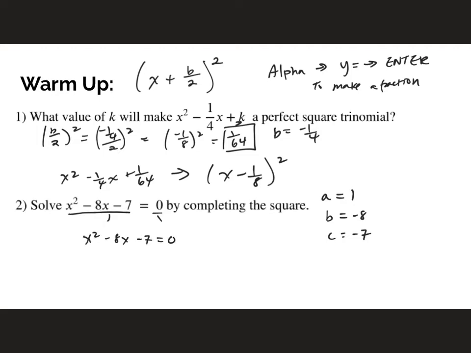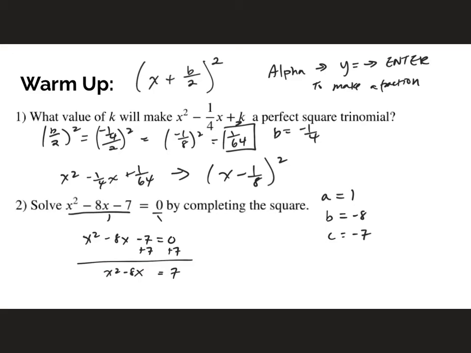Now what I want to do is take my original c, this -7, and just move it over to the other side of my equation. The reason I'm doing this is because I want to only complete the square on this expression that's left over, right? Because I started off with an equation in standard form, I'm going to end up with an expression that I can easily complete the square on, right?